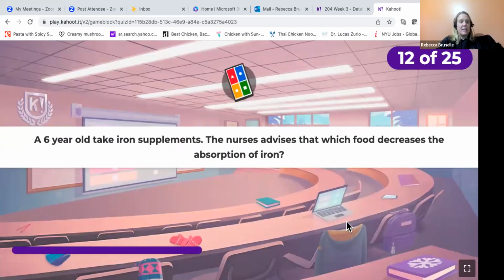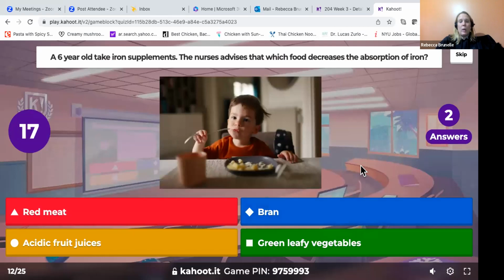So a 6-year-old takes iron supplements. The nurse advises that which food decreases the absorption of iron? Red meat, acidic fruit juices, bran, or green leafy vegetables?